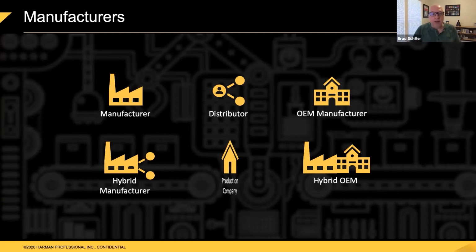And then finally, the last type of manufacturer we see in our industry is actually a production company. PRG, they have their own factory and they actually build their own products.